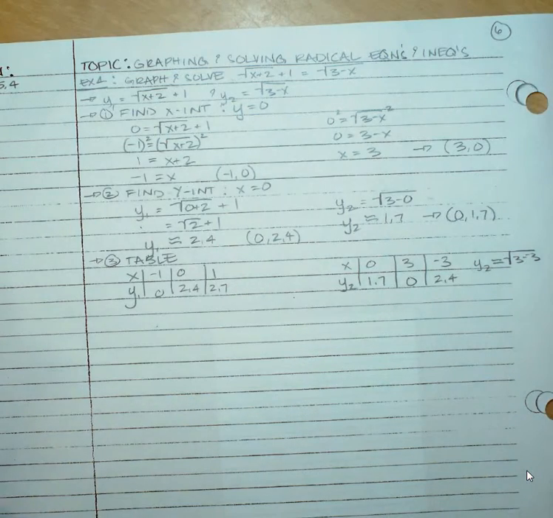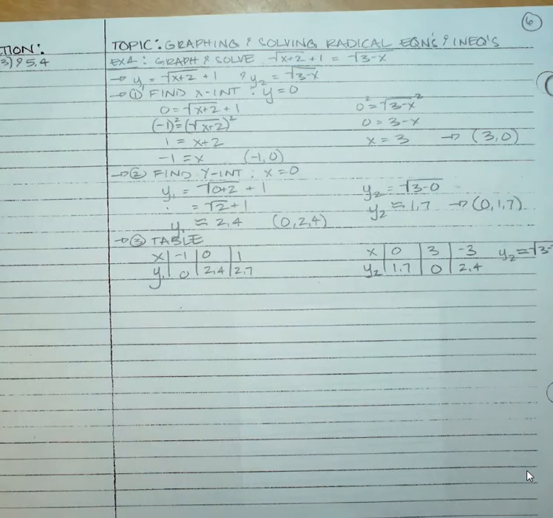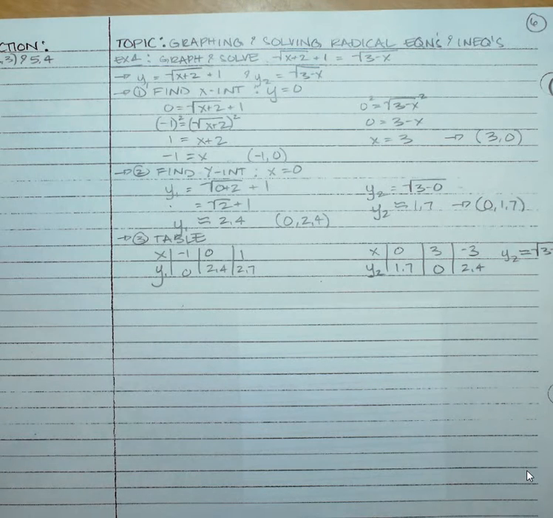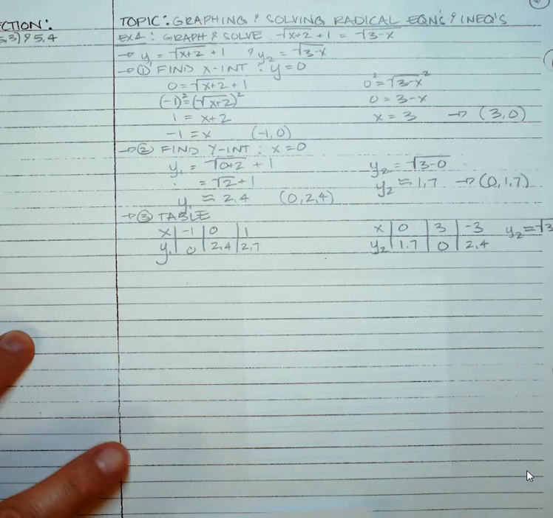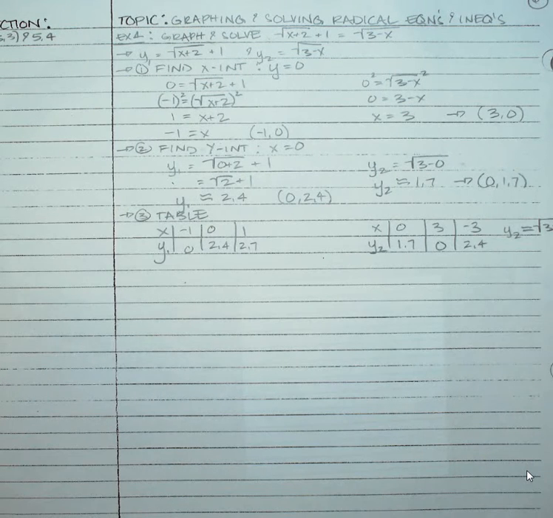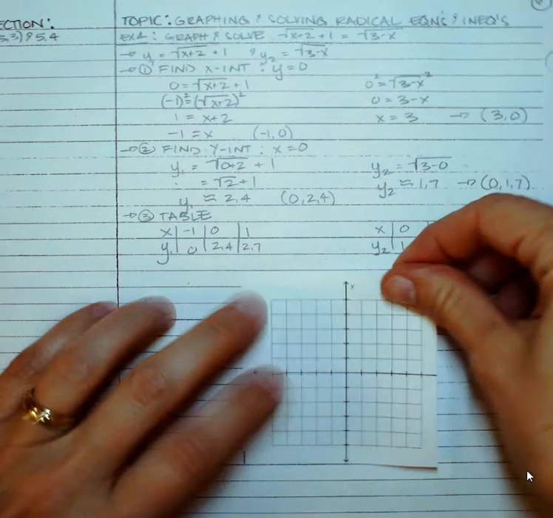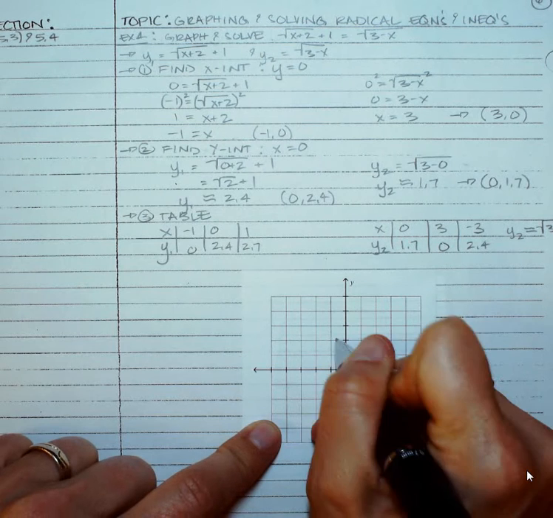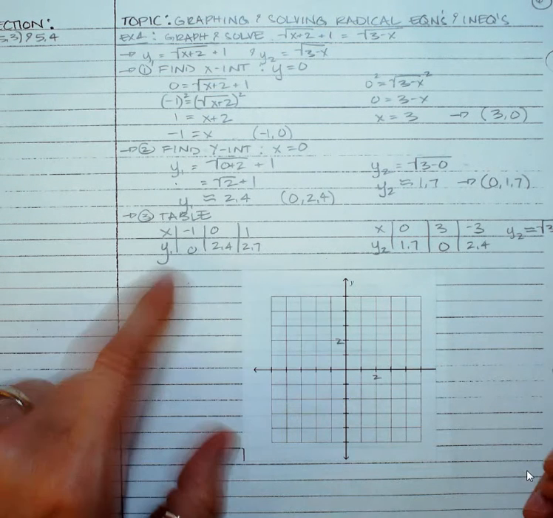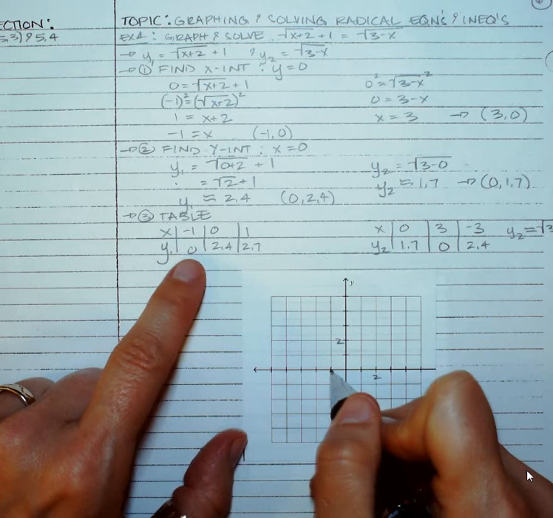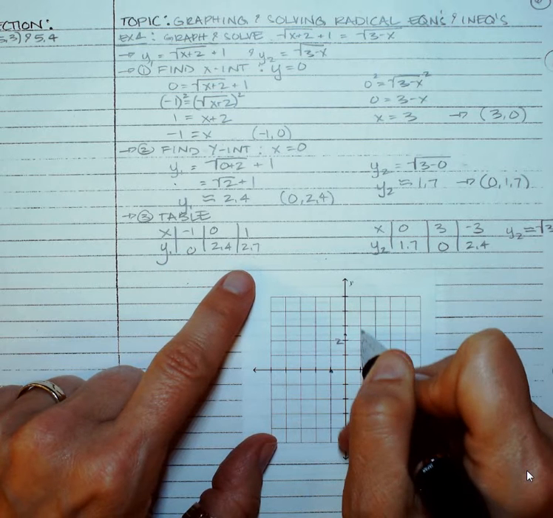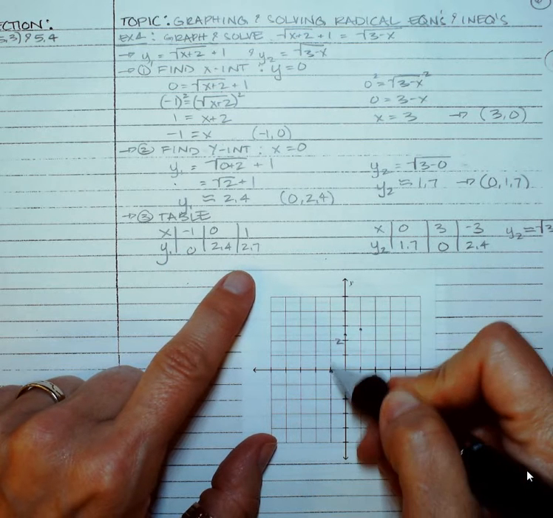Okay. So, getting the graph ready. Let's see what these curves look like and where they cross. It looks like we can go by 1s on both axes, so I'll of course put 2 in the 2 spots. So we have negative 1, 0. We have 0, 2.4. And we have 1, 2.7. So this is our first curve.